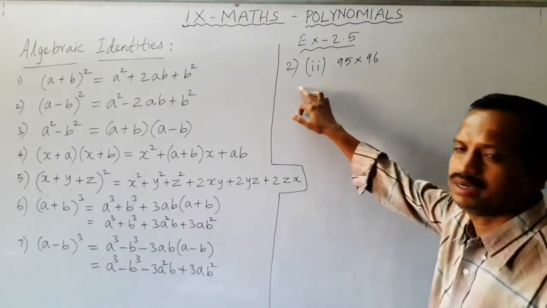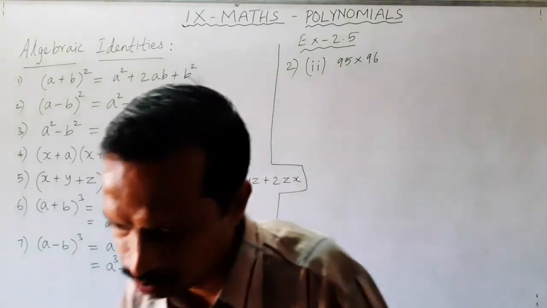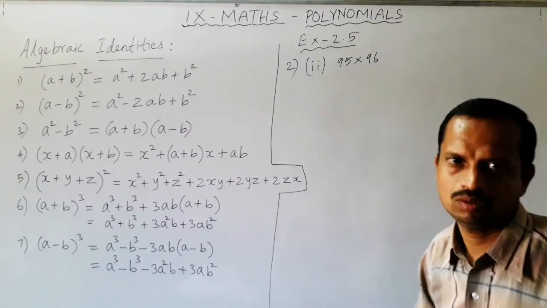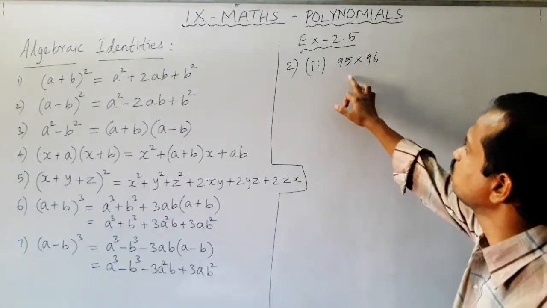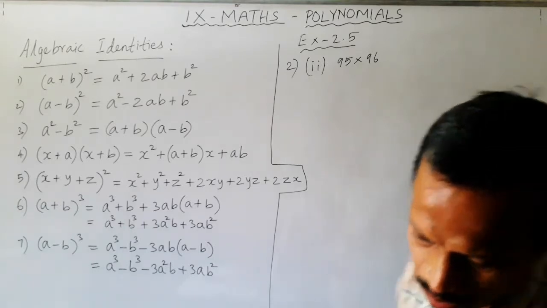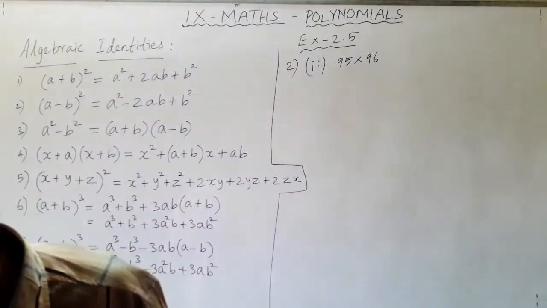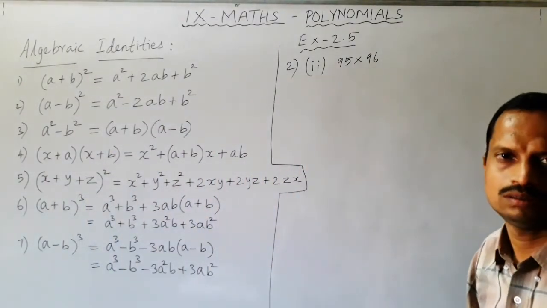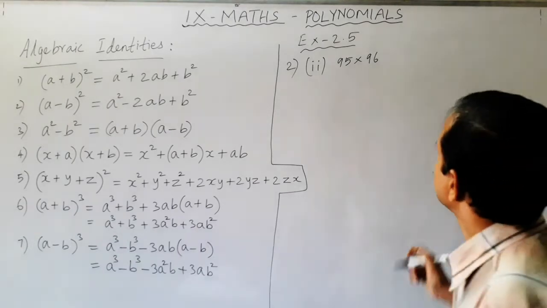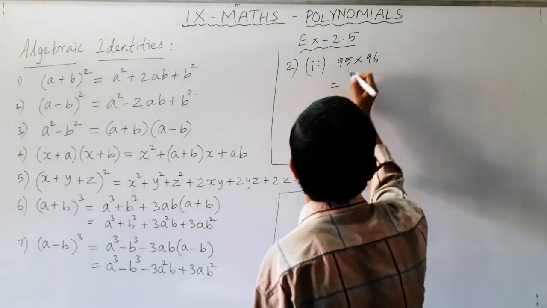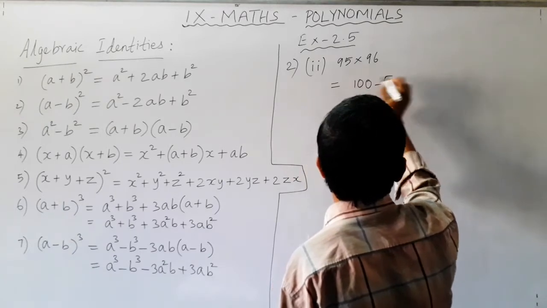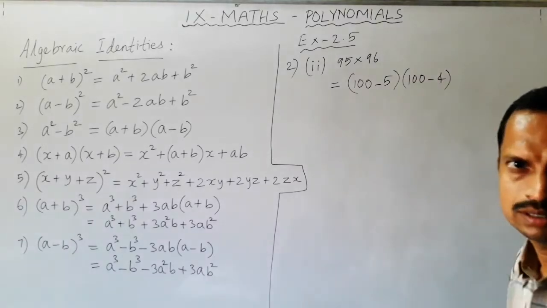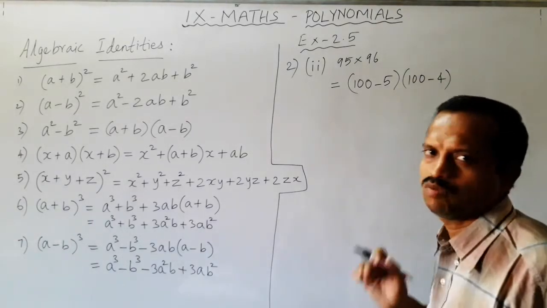Clear? And now coming to question number 2, there are 3 options and I am going to do option 2 and option 3. Okay, option 1 you take as homework. You see 95 into 96, they are asking to evaluate, but you should not multiply the given two numbers directly. Okay, without multiplying directly, you have to use the simple form, that is identity. So this we can write as, you see, 95 we can write as 100 minus 5 and 96 we can write as 100 minus 4. Am I right? So this is the simple form.